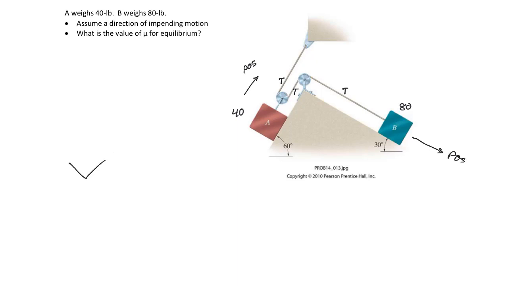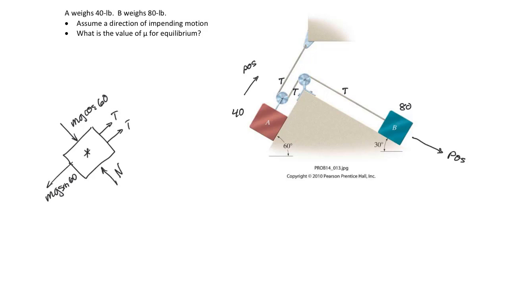So let's do a free body diagram of number A. It has two tensions pulling it up. It's got an mg sine theta and mg cosine theta. Now I can go ahead and put the degrees in here. This is going to be cosine of 60 degrees, and this is sine of 60 degrees. It's got a normal force.